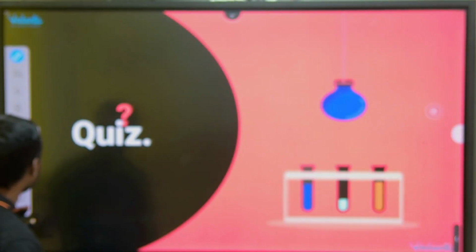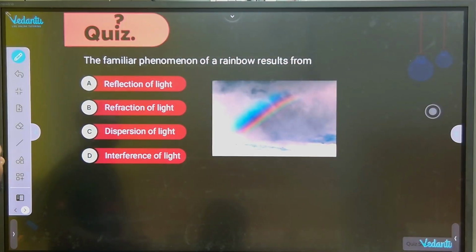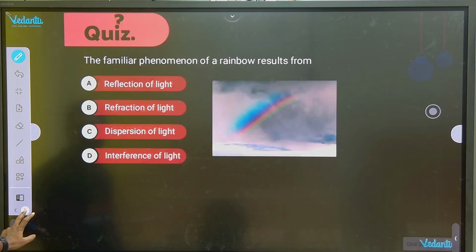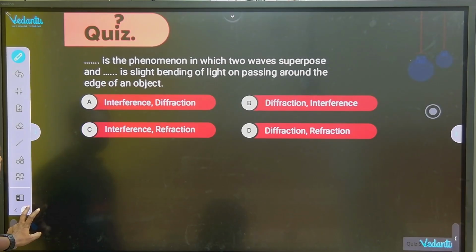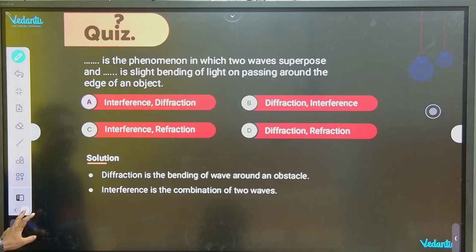Next one. We'll solve a few questions here. The familiar phenomenon of a rainbow, the childhood question, is the dispersion of light. Dash is the phenomenon in which two waves superpose, and dash is the slight bending of light. One is interference and one is diffraction.